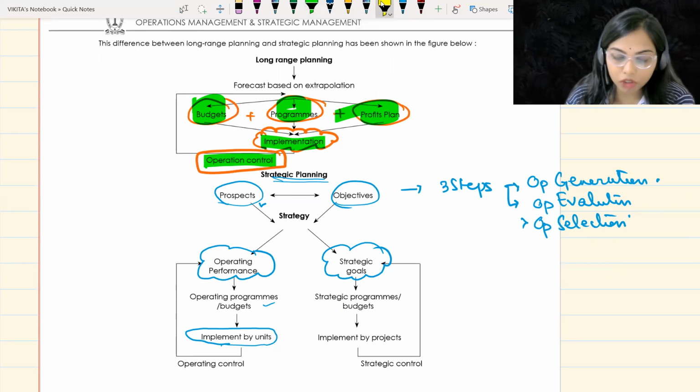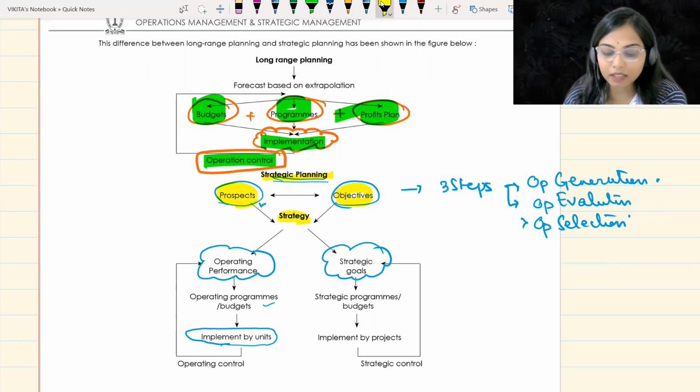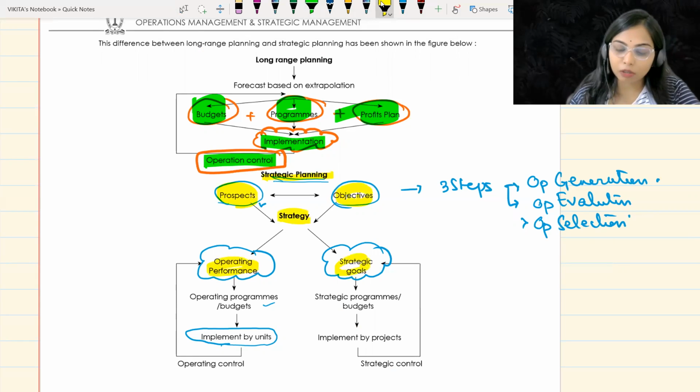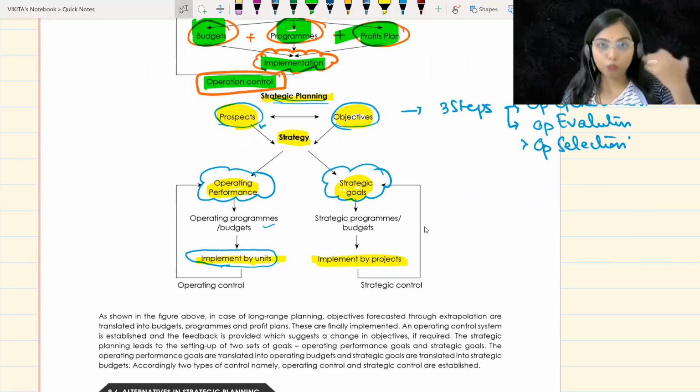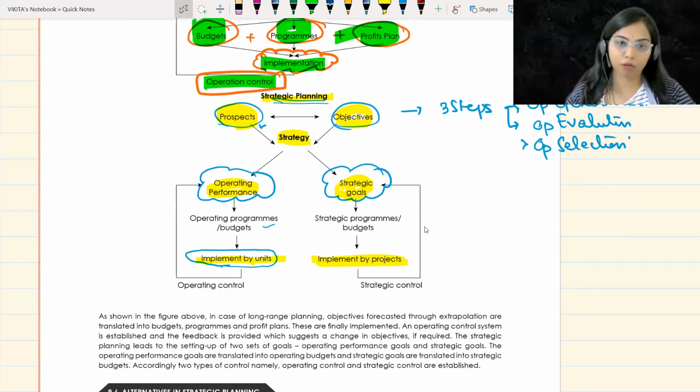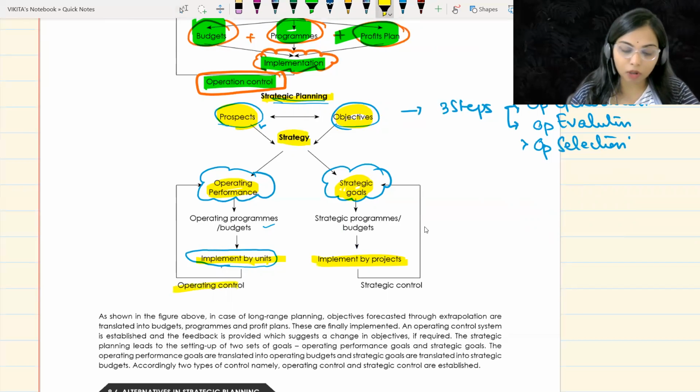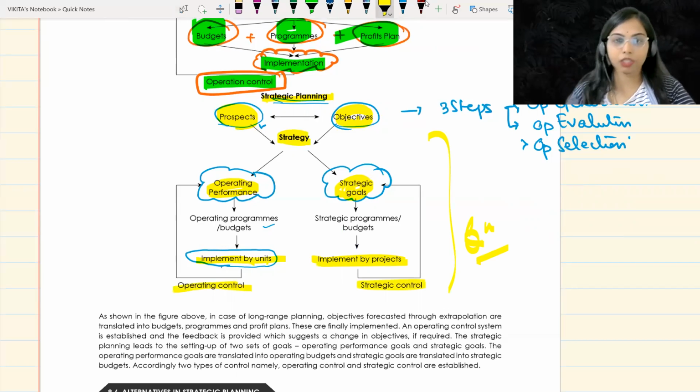What is called strategic planning? Strategic planning speaks about the prospects and the objectives, and there is a strategy which is maintained, and this strategy can be of operating performance as well as strategic goals. It has two important parts: it can be from the SBUs or business units, the units of the particular company, or it can be project wise. If it is by the units it is called operating control, if it is by the projects it is called strategic control. It can be an important question. Remember this.